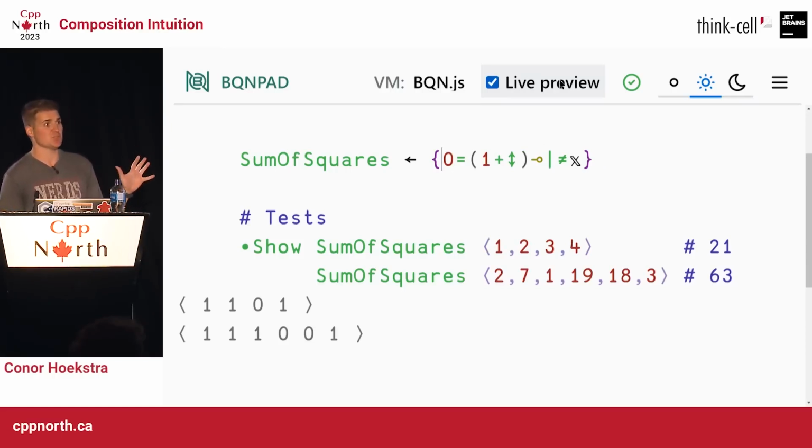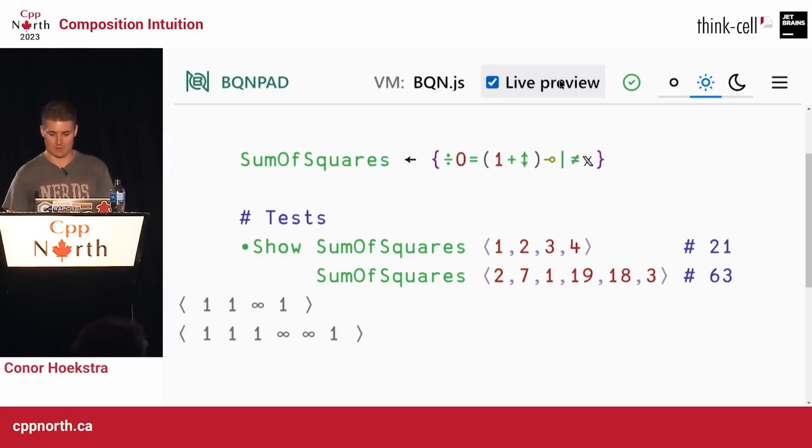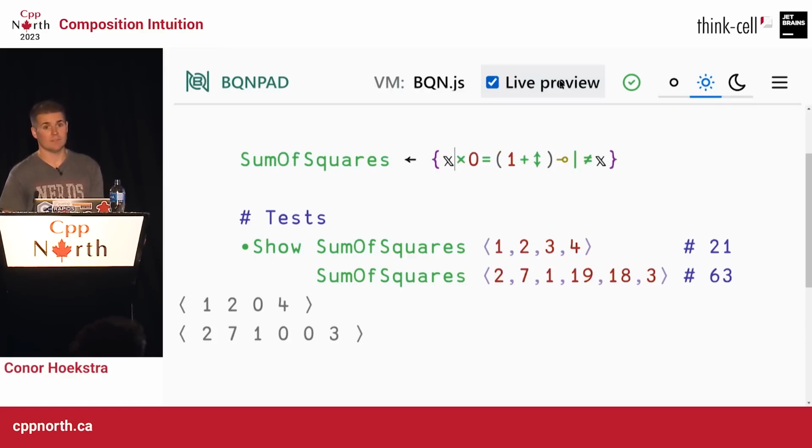So there's a couple different things we can do. We could filter, but filtering is not very idiomatic for BQN. So really what we want to do is multiply with the original sequence. And that zeroes out the values we don't want to square.